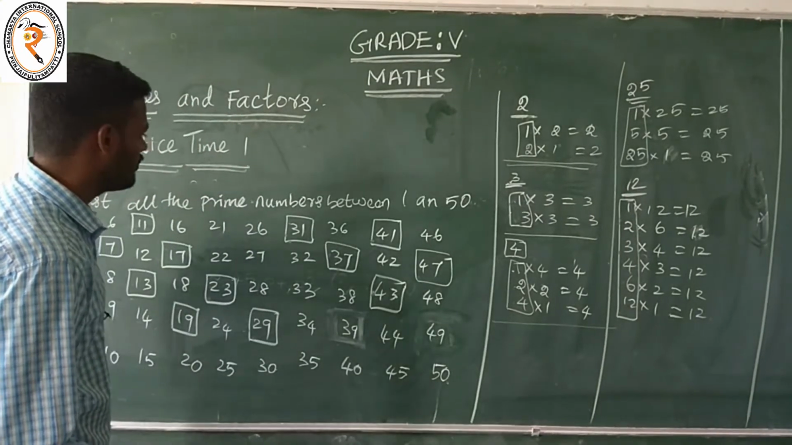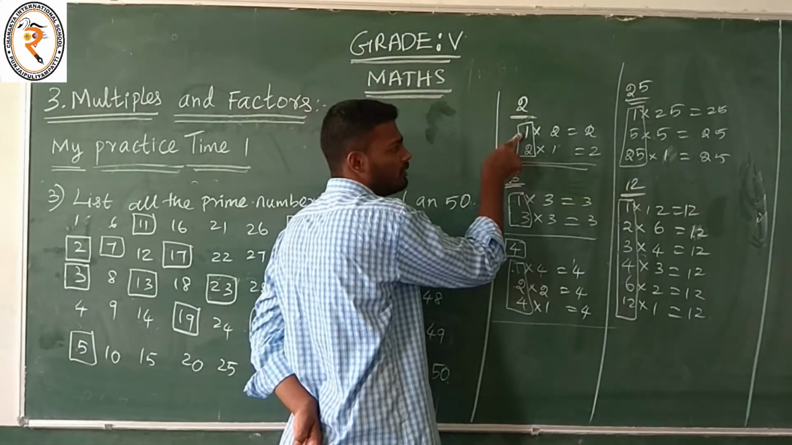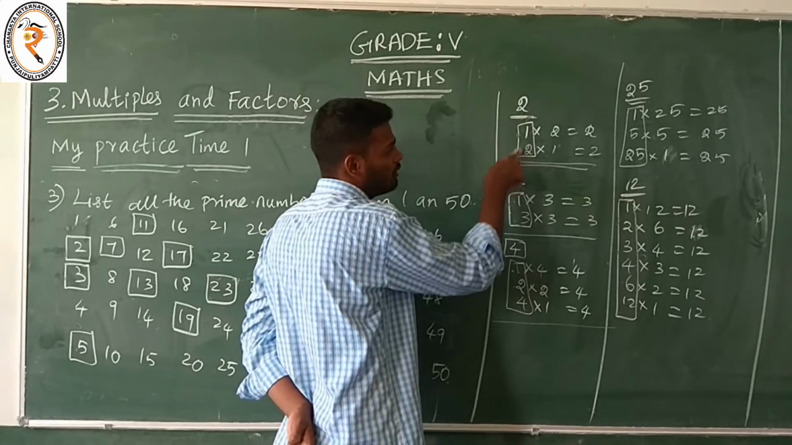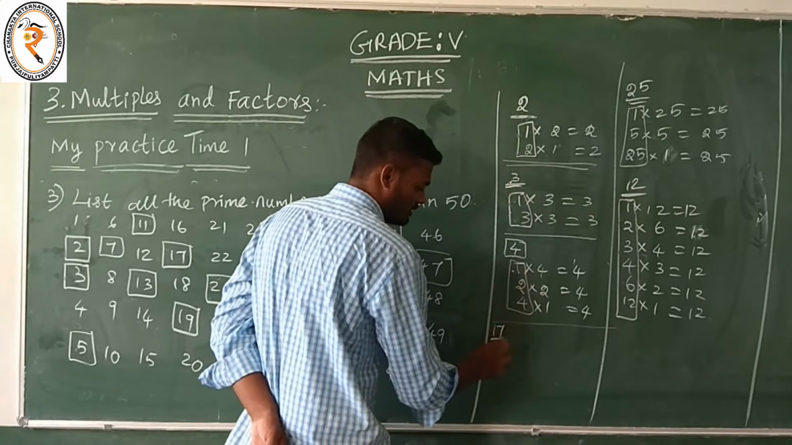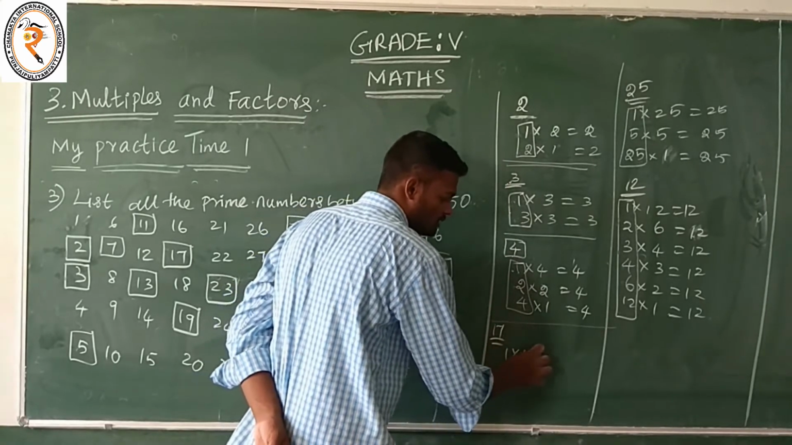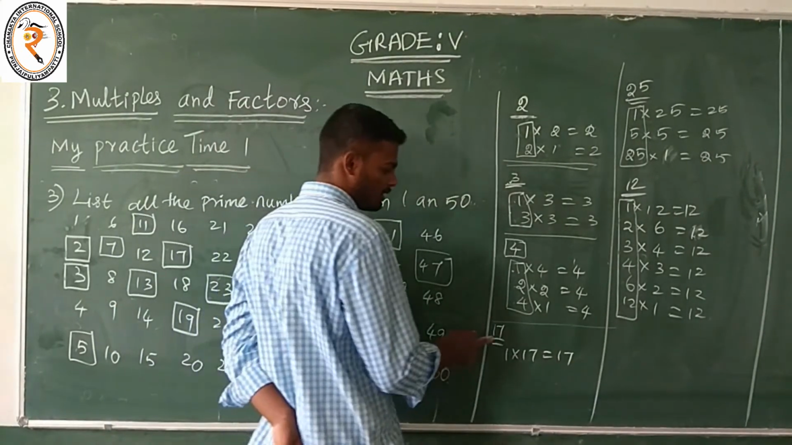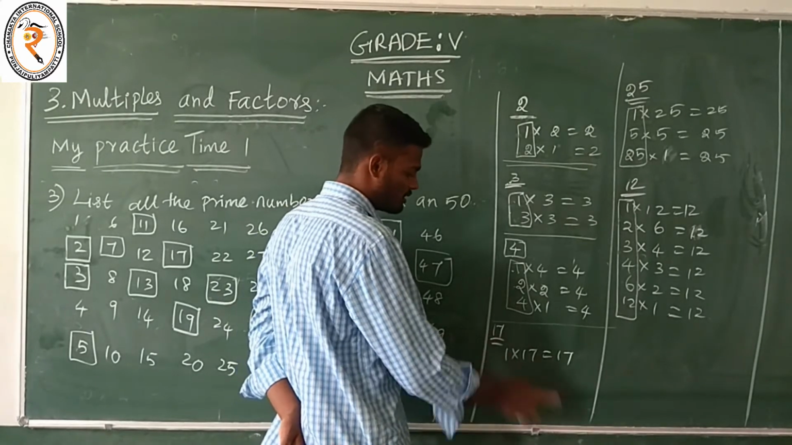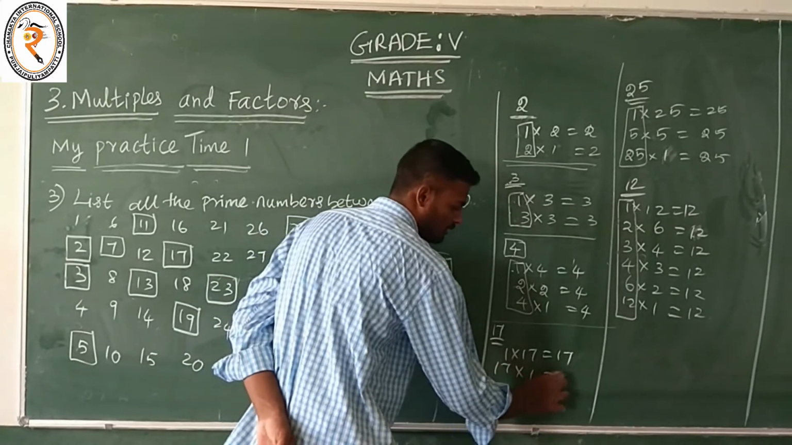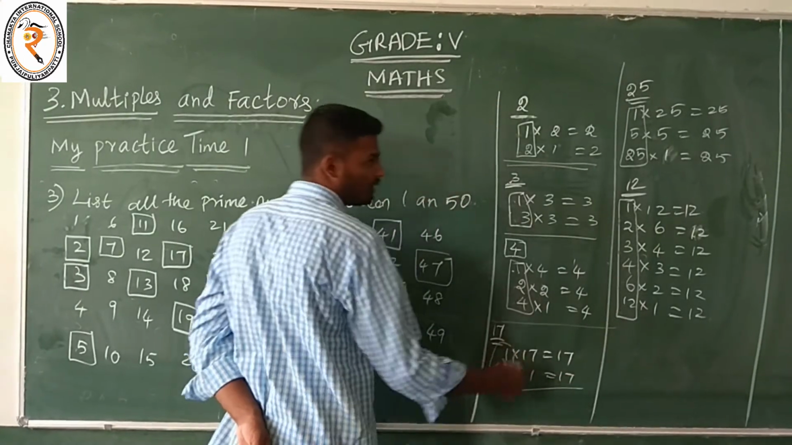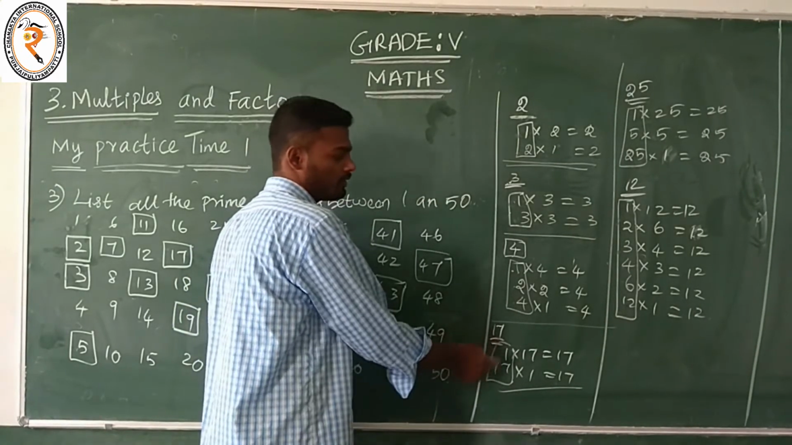What is a prime number? A prime number comes in only 2 tables: the first table and its own table. Now we select 17. 17 comes in the first table: 1 seventeen is 17. It does not come in the second, third, fourth, fifth, or sixth tables, and so on. 17 ones are 17. So 17 comes in only 2 tables, the first table and the 17th table. So it is a prime number.